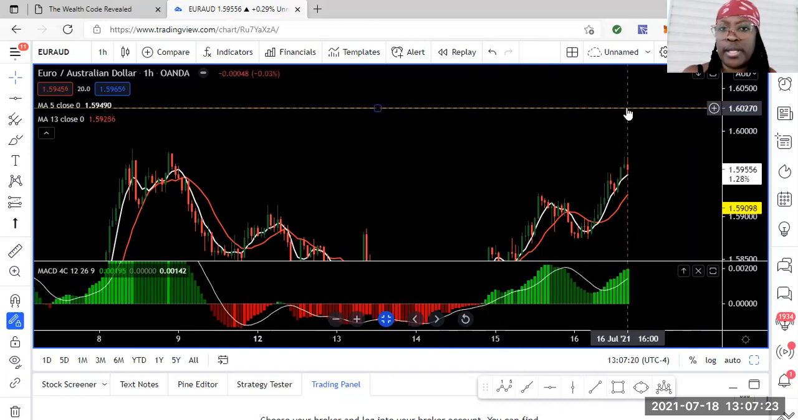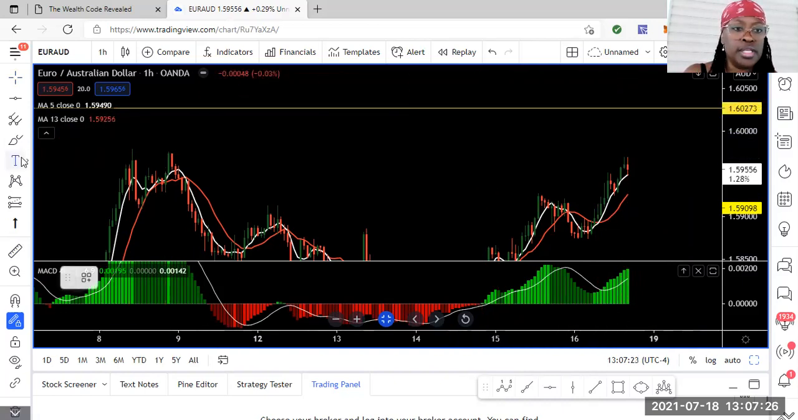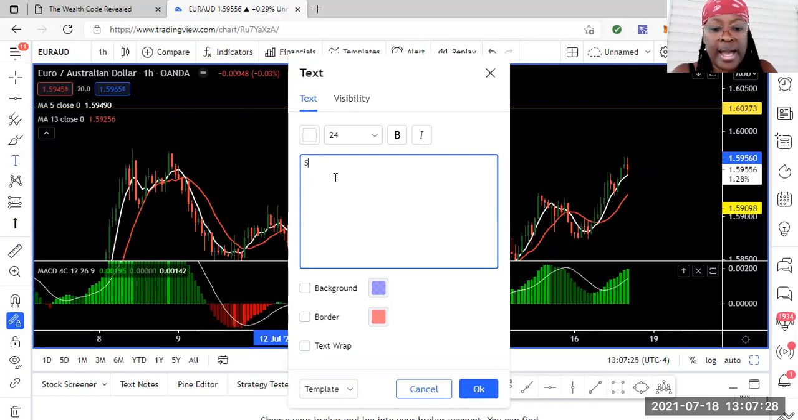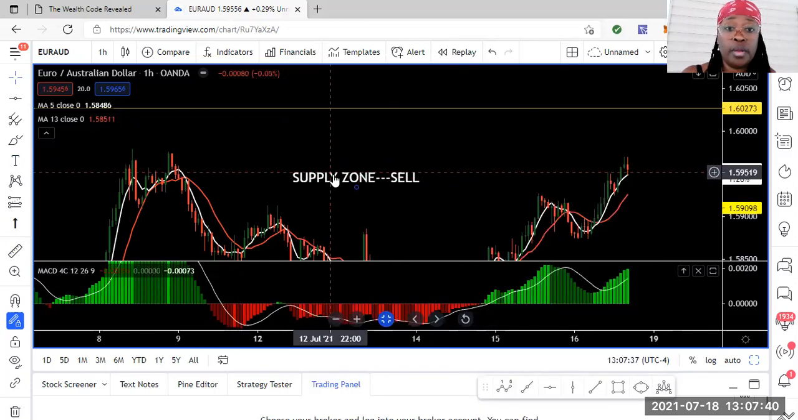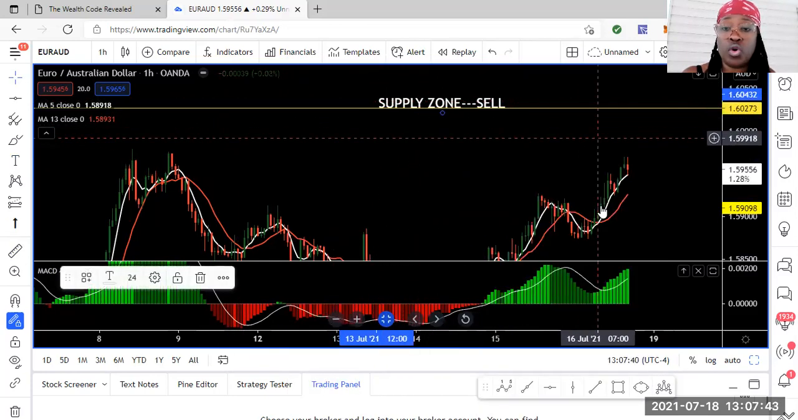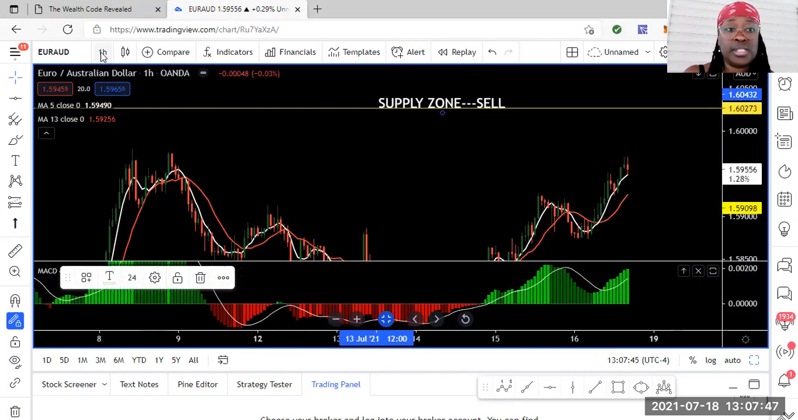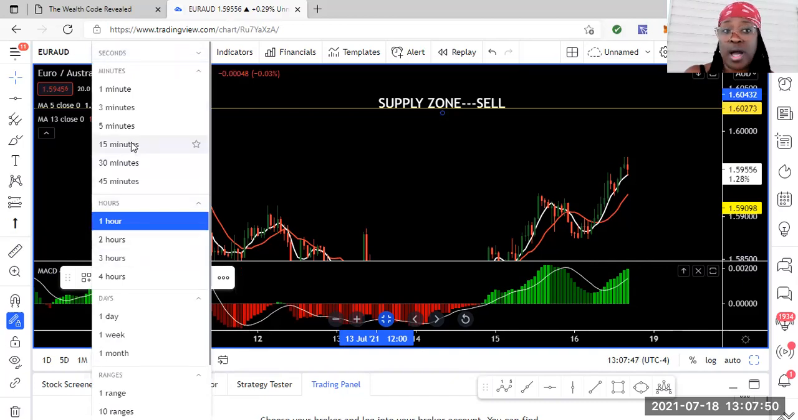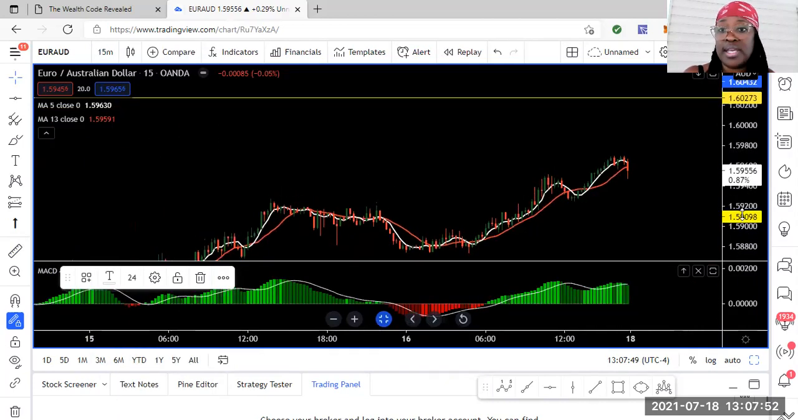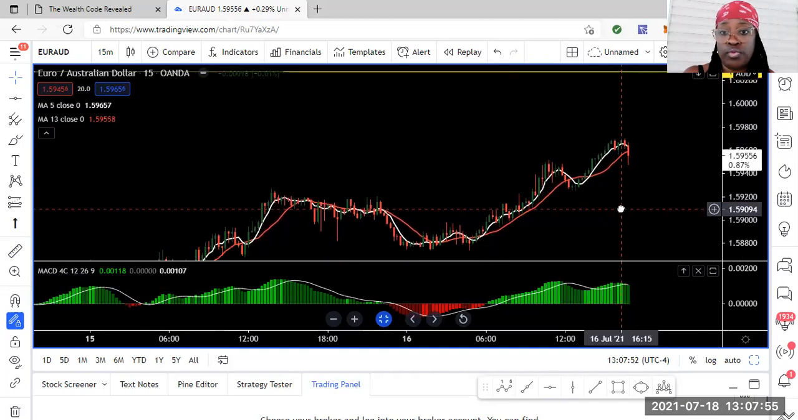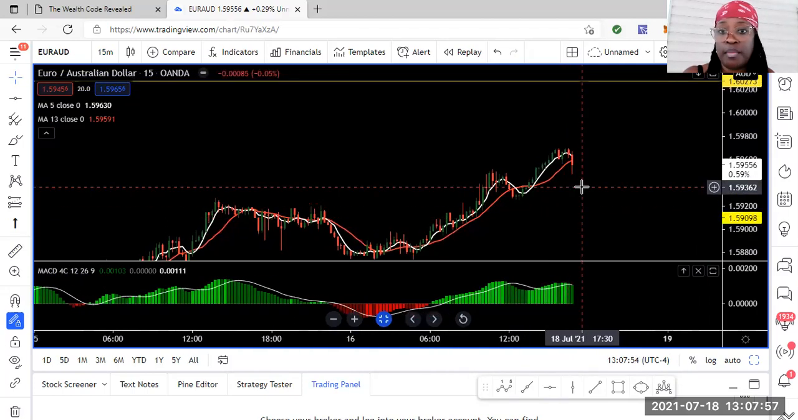And then at this point, I would also do what? This is also now a supply zone. So what are we looking for here? Potential sell, right? And you can put a sell stop or sell limit at that area and catch the move going back down. Now, we all do this on the lower time frame so that we can get in early. So that's why I go to the 15-minute so that we can get in early and catch that move.